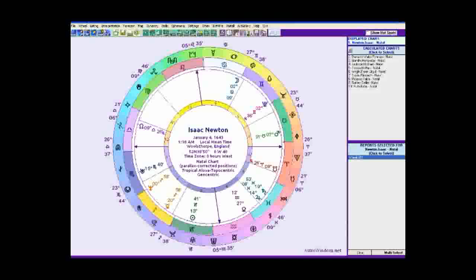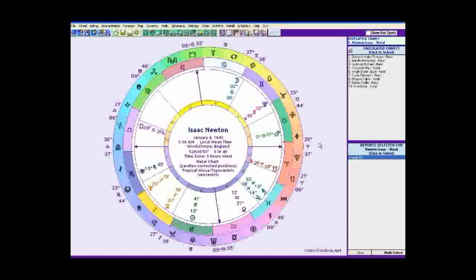And this is his chart. If we construct his chart in the Western tropical zodiac, since he was born January 4th, his sun shows up in Capricorn, which is what the newspapers would say. He is a Capricorn since he is born on January 4th.